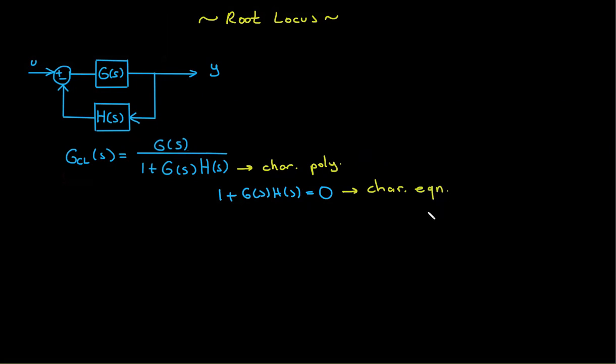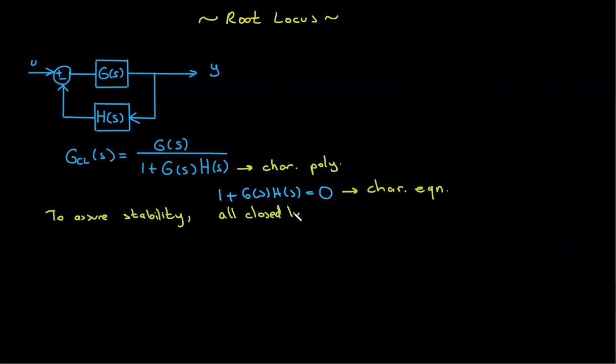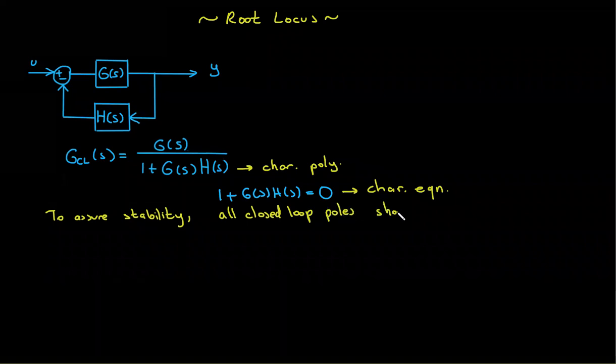Okay. And what is the condition on stability for the closed loop poles? We heavily worked on it with the Routh-Hurwitz methods. What is the condition? So all closed loop poles should have real parts that is less than 0, right?